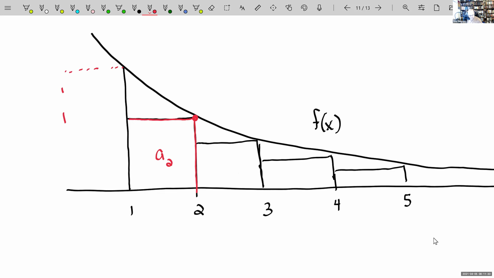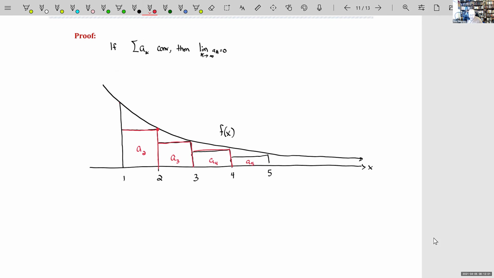All right. So let me see if I can erase this off. There we go. And this area right here is a sub 3. And this area right here, again, because the right endpoint is at x equals 4, the area is a width of 1 times f of 4, or in other words, it's a sub 4. This is a sub 5.